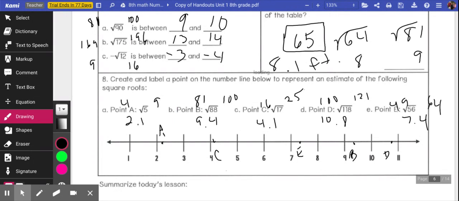Let's see. Same with this one. 118 is closer to 121. So I knew, and you could do 0.789, any of those. And then this one, it was real close. So I had to subtract. So 49 to 56 was 7. And then 56 to 64 was 8. So it's closer to 49. So I knew it was right below the halfway mark.